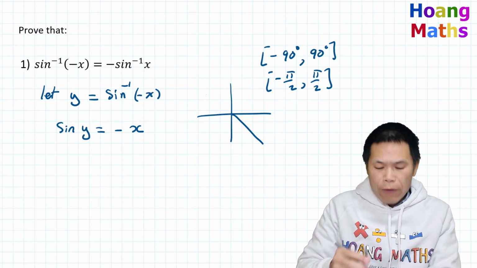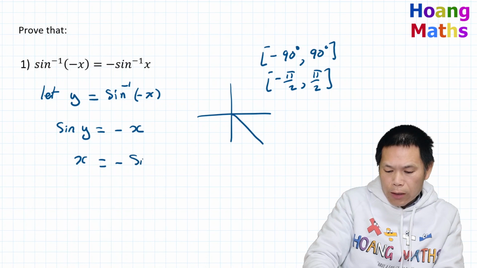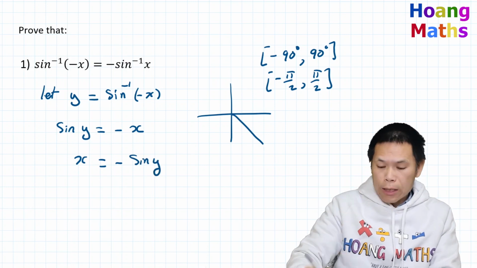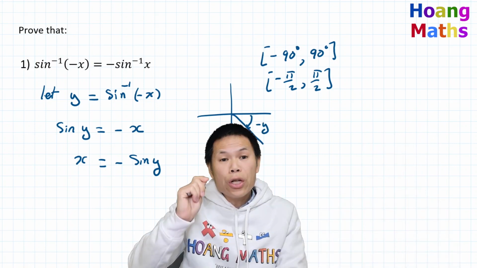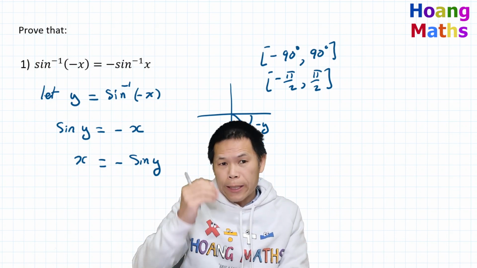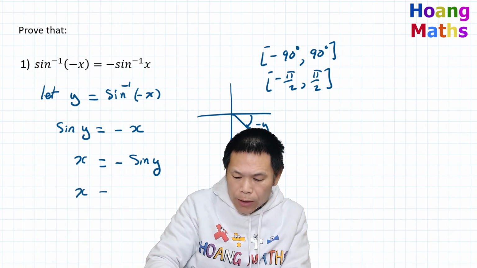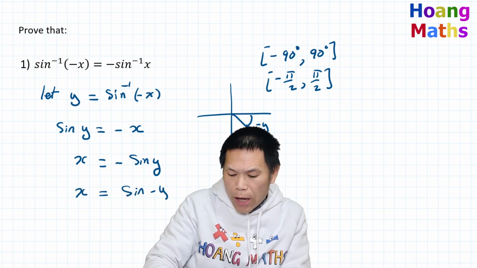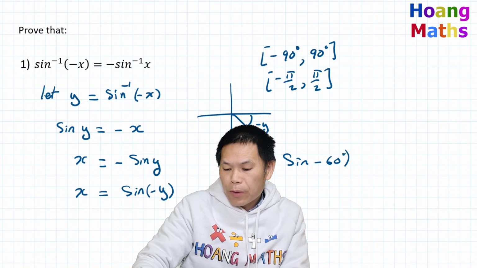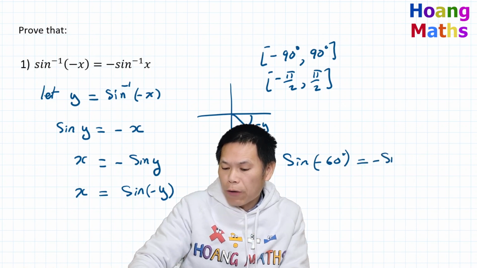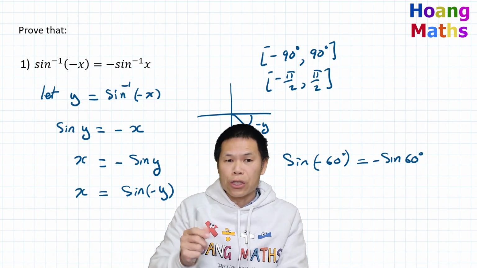So sine of y equals negative x. This can be written as x is equal to negative sine of y. And we know that it is in the fourth quadrant. So this angle here, if you like, is negative y. In other words, negative sine of y is exactly the same as sine of negative y. So x is equal to sine of negative y. If you think about it, sine of negative 60 is exactly the same as negative sine of 60, because 60 degrees is within the range of the inverse sine function. So keep that in mind.